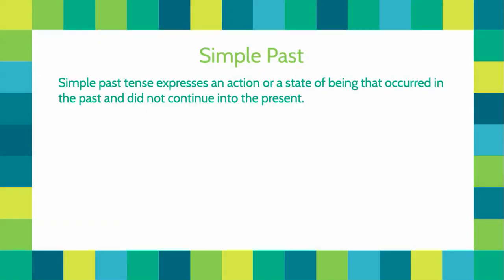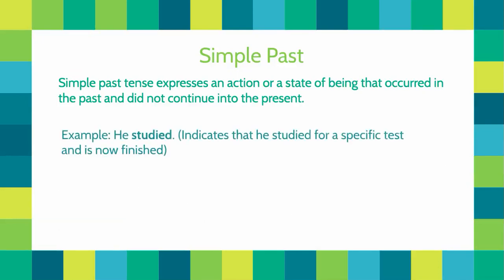Past tense is, of course, expressing an action that occurred sometime in the past and that did not continue into the present. He studied. So he had a test, he studied. That's it. One and done.